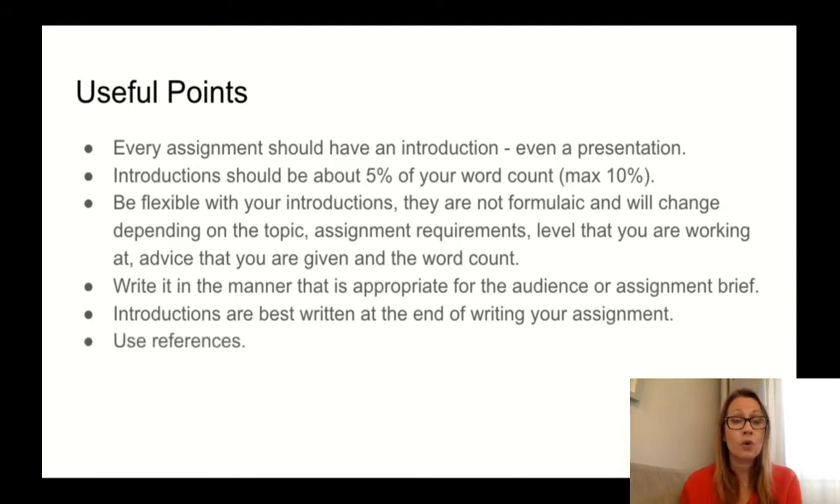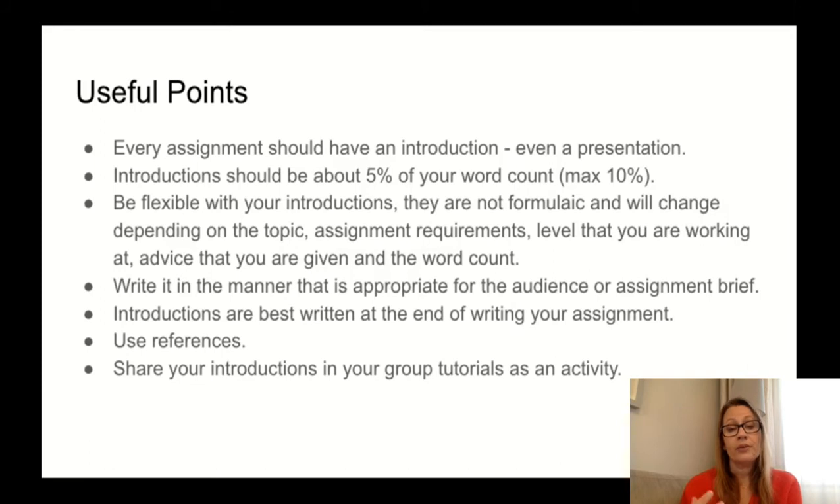You can, of course, use references in your introduction. I encourage you to do that, particularly with stating the importance of the subject. That's your opportunity, if you wanted to expand and have some multiple references there to support your argument, then by all means we encourage you to do that. But again, remember, it depends what level you are working at.